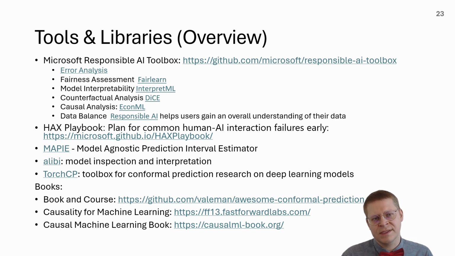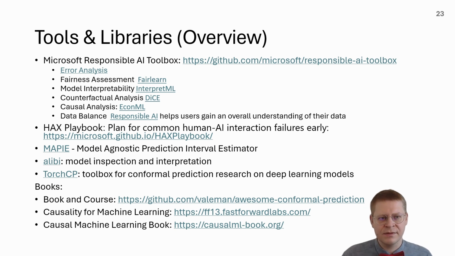Also, what is important is the HAX playbook, Human-AI Interaction, a tool to proactively and systematically explore common human-AI interaction failures. The playbook enumerates failures relevant to your AI product scenarios, so you can design ways for your end users to recover efficiently. The playbook also provides practical guidance and examples on how to simulate system behavior for early user testing.